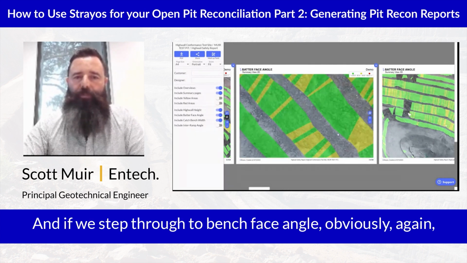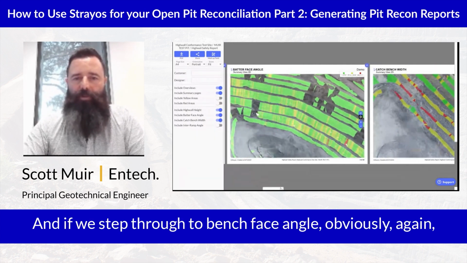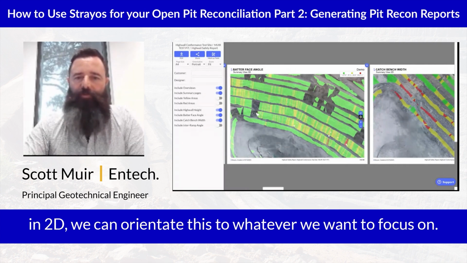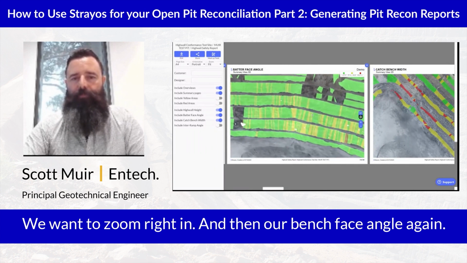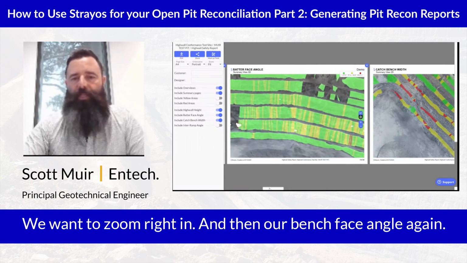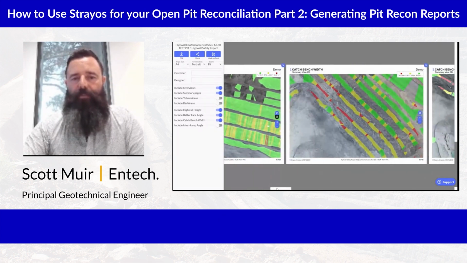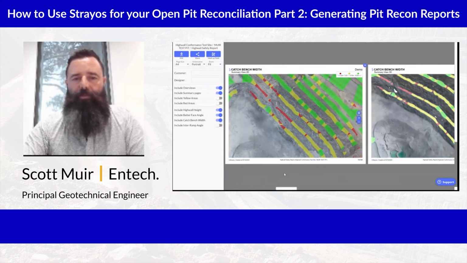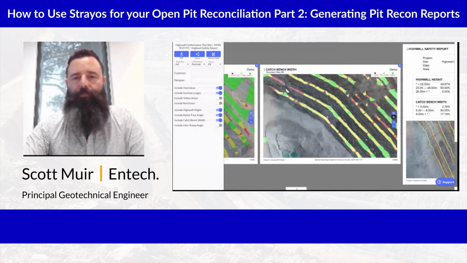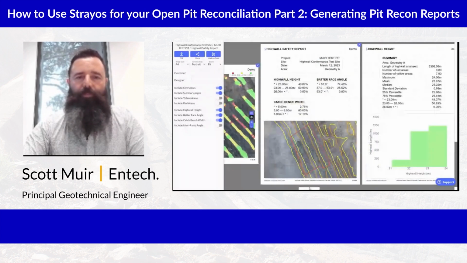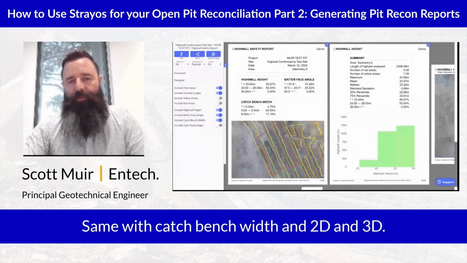And if we step through to bench face angle, obviously again in 2D, we can orientate this to whatever we want to focus on. If we want to zoom right in. And then our bench face angle again. We can zoom in for presentation purposes. Same with catch bench width in 2D and 3D.